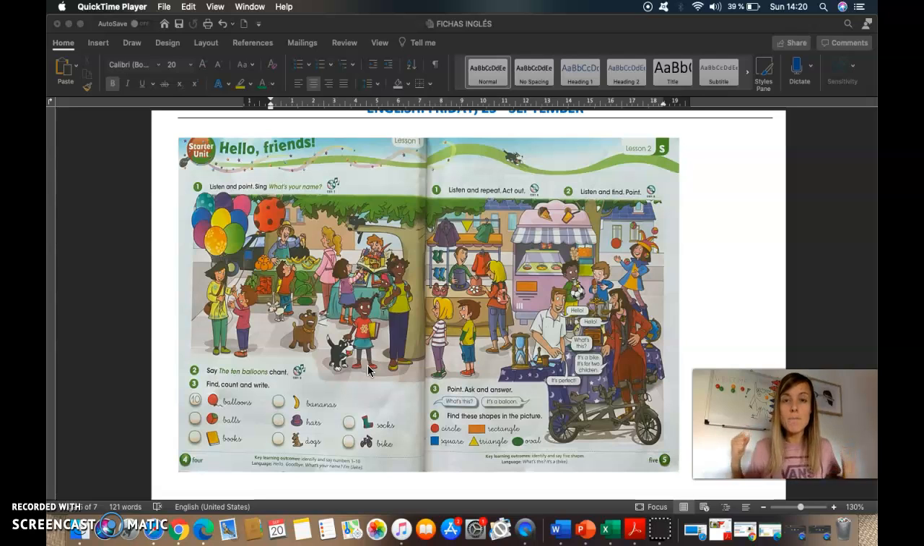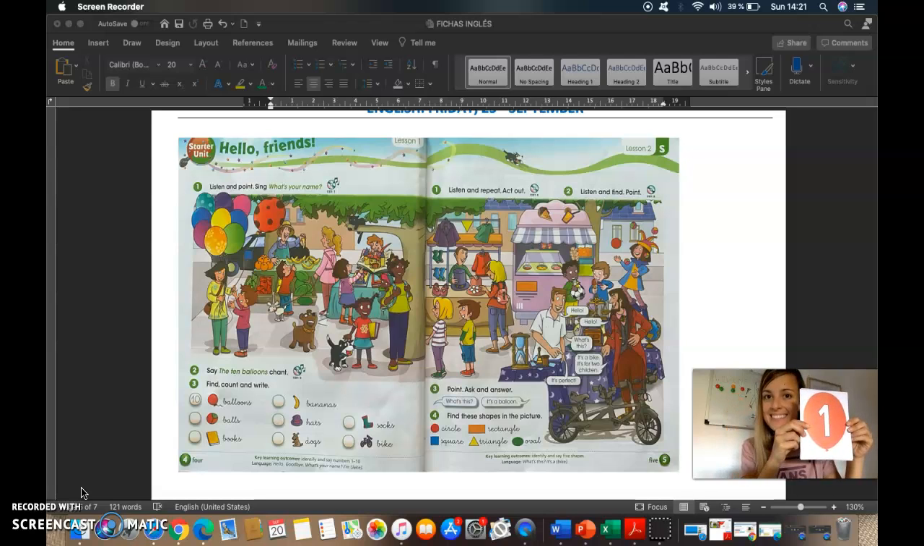Now we're gonna move on. Now we're gonna revise the numbers from 1 to 10 and the colors. So here I've got, what's this? Yes, this is a number, number 1. But what is number 1 in? What is this? Fantastic, this is a balloon. So I'm going to show you some balloons and you have to repeat after me. Are you ready? Let's go.